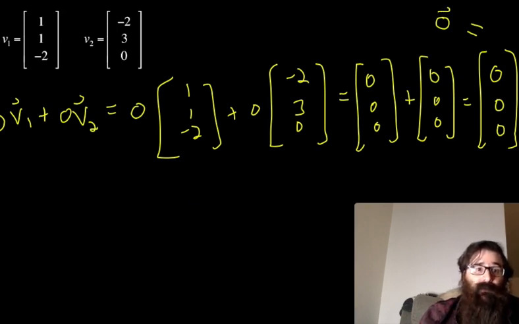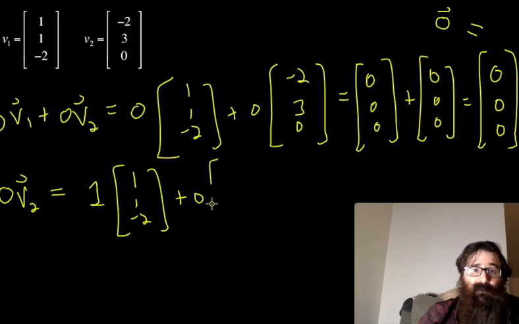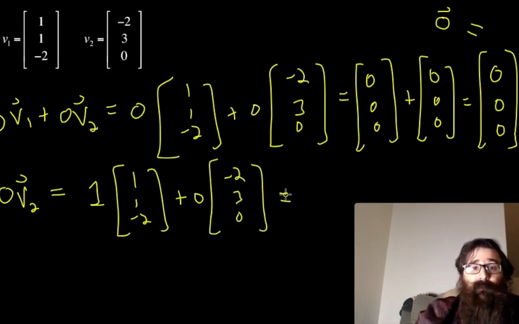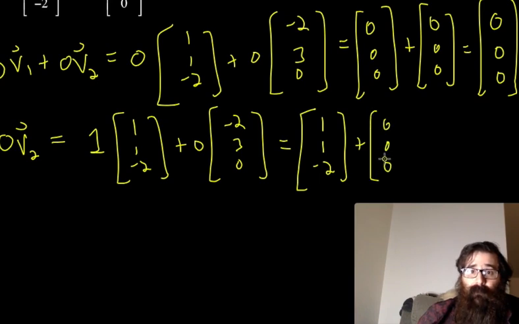What else could I do? I could do 1 times vector v1 plus 0 times vector v2. And so this would be 1 times this vector 1, 1, minus 2, 0 times this vector negative 2, 3, 0, which we can probably see what's going to happen with this one. I'm going to get the vector 1, 1, minus 2 plus the 0 vector. And that's just going to give me vector v1 back out.